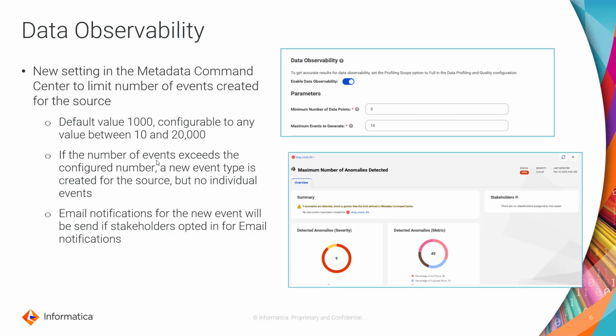In metadata command center, we now limit the number of events created for our source where it's the same event. So the idea here is to do some spam management. The default value is 1,000, but can be configured to values between 10 and 20,000. And if the number of events exceeds the number, a new typed event is created with a message saying that the number of anomalies detected is greater than the one configured. A notification is also sent for this new type of event.